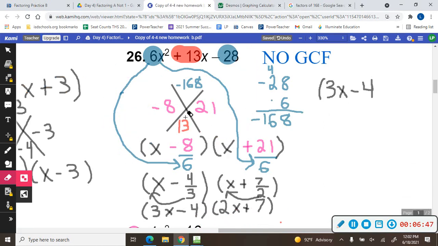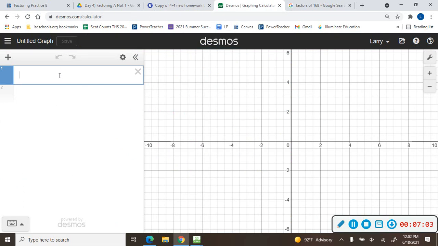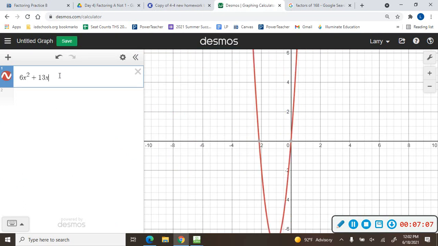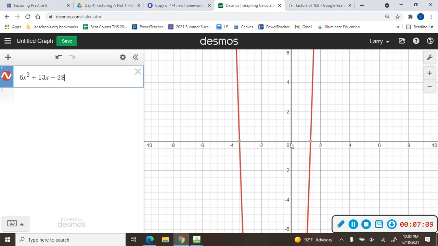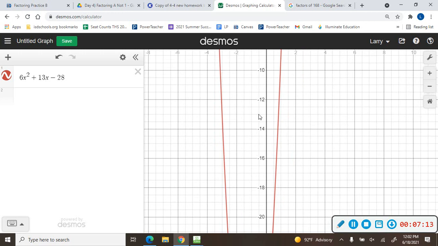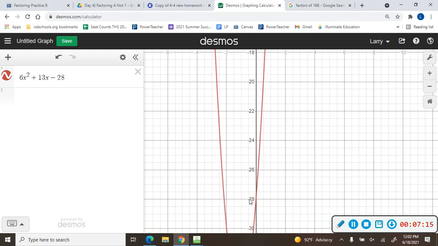Now I'm going to check my work. We call this standard form. What's nice about standard form is the 6 tells me it opens up, and the negative 28 is my y-intercept. So if I type this in to Desmos, 6x squared plus 13x minus 28, I could tell you the y-intercept's at negative 28. And I know that because that's what standard form tells me. Right there.